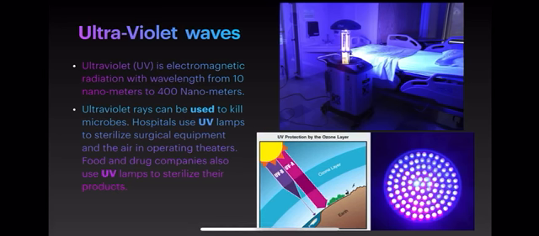Moving on to ultraviolet waves, or UV, is an electromagnetic radiation with wavelength from 100 nanometers to 400 nanometers. Ultraviolet rays can be used to kill microbes. Hospitals use UV lamps to sterilize surgical equipment and the air in operating theaters. Food and drug companies also use UV lamps to sterilize their products. So we actually get UV from the sun, but we also artificially generate it and use it to sterilize many things, from food to surgical equipment.